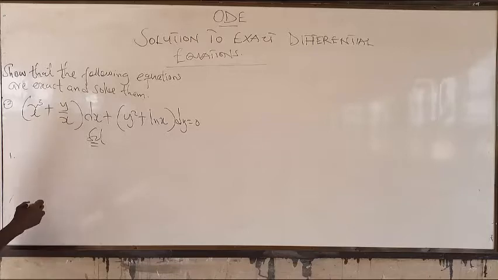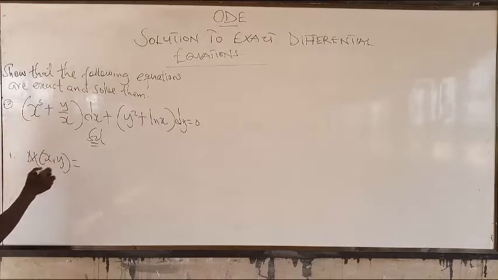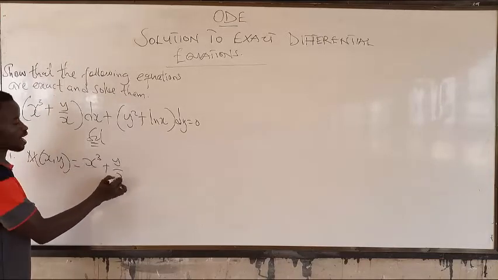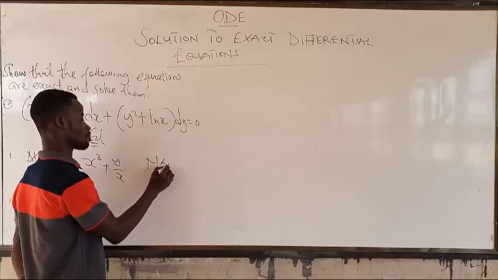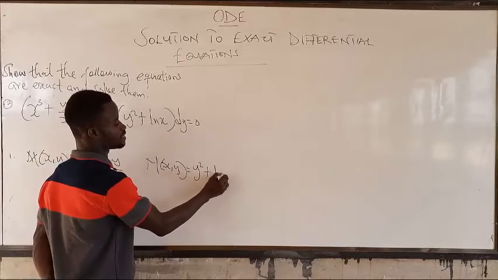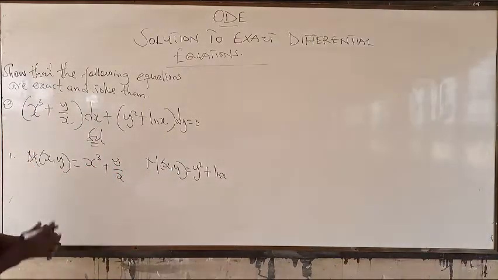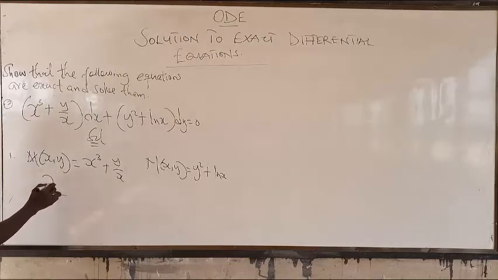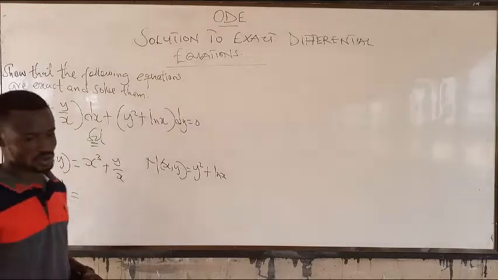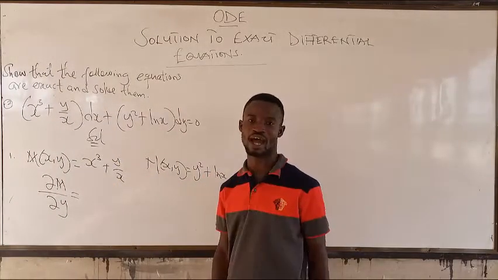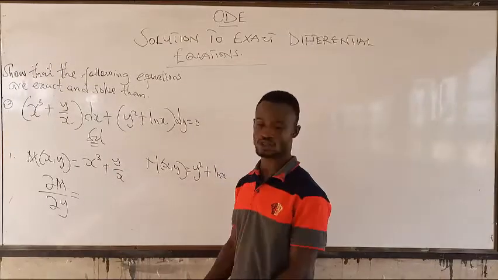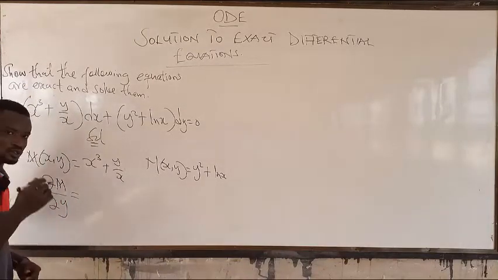Very good. So we identify our function M in terms of x and y to be x to the power 3 plus y over x. Then N is equal to y squared plus ln x. Very good. So now with this, we take the partial derivative of M with respect to y, and the partial derivative of N with respect to x. But don't forget, if you are differentiating with respect to y, that means you treat x as constant.